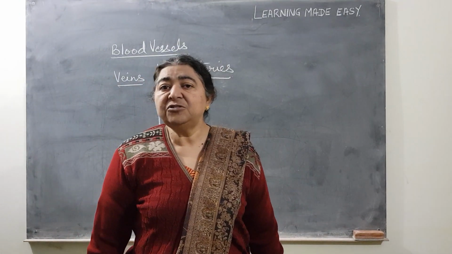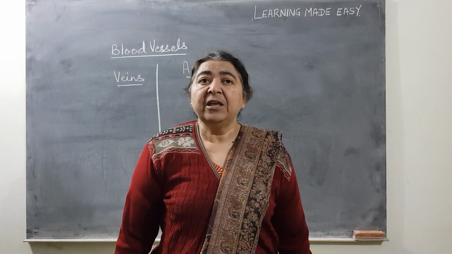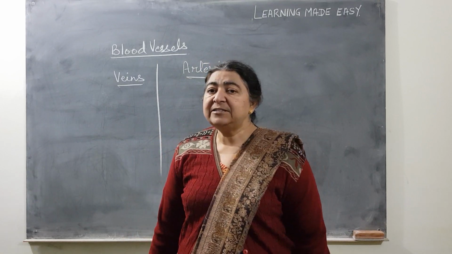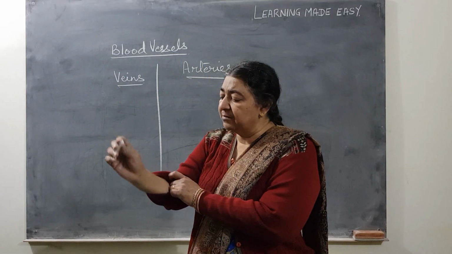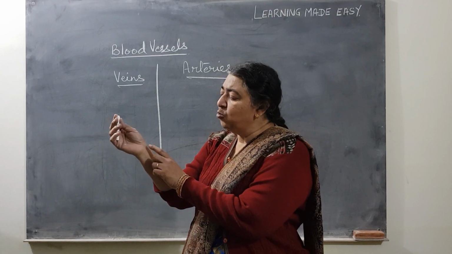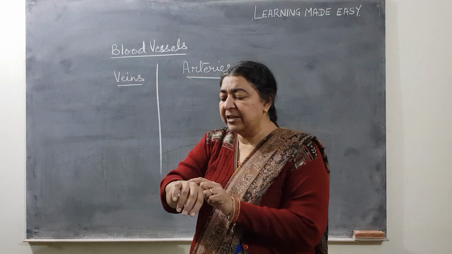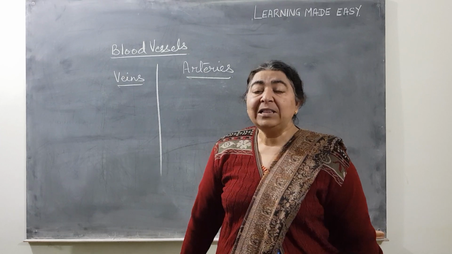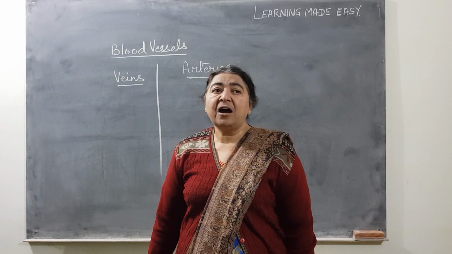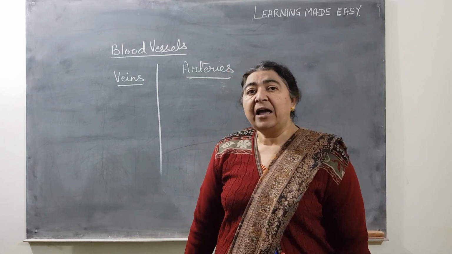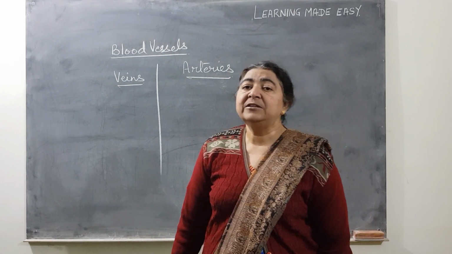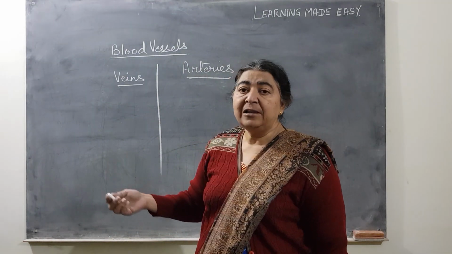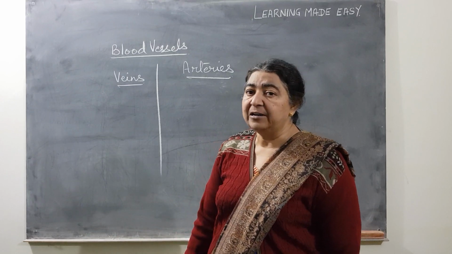Now the composition of these two is entirely different. The veins are superficially placed in our body. You can see veins as you move your clothes from your hand. The blue colored lines present along your skin are all veins which carry deoxygenated blood. While the arteries are not visible like this, they are deep seated in the muscles and carry oxygenated blood to various tissues. Some differences between artery and veins will let you understand this topic more clearly.